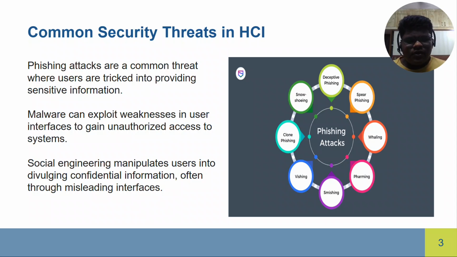Here in the diagram to the right side, I have shown the types of phishing attacks. Some of the types of phishing attacks are deceptive phishing, spear phishing, whaling, pharming, smishing, vishing, clone phishing, and snowshoeing.